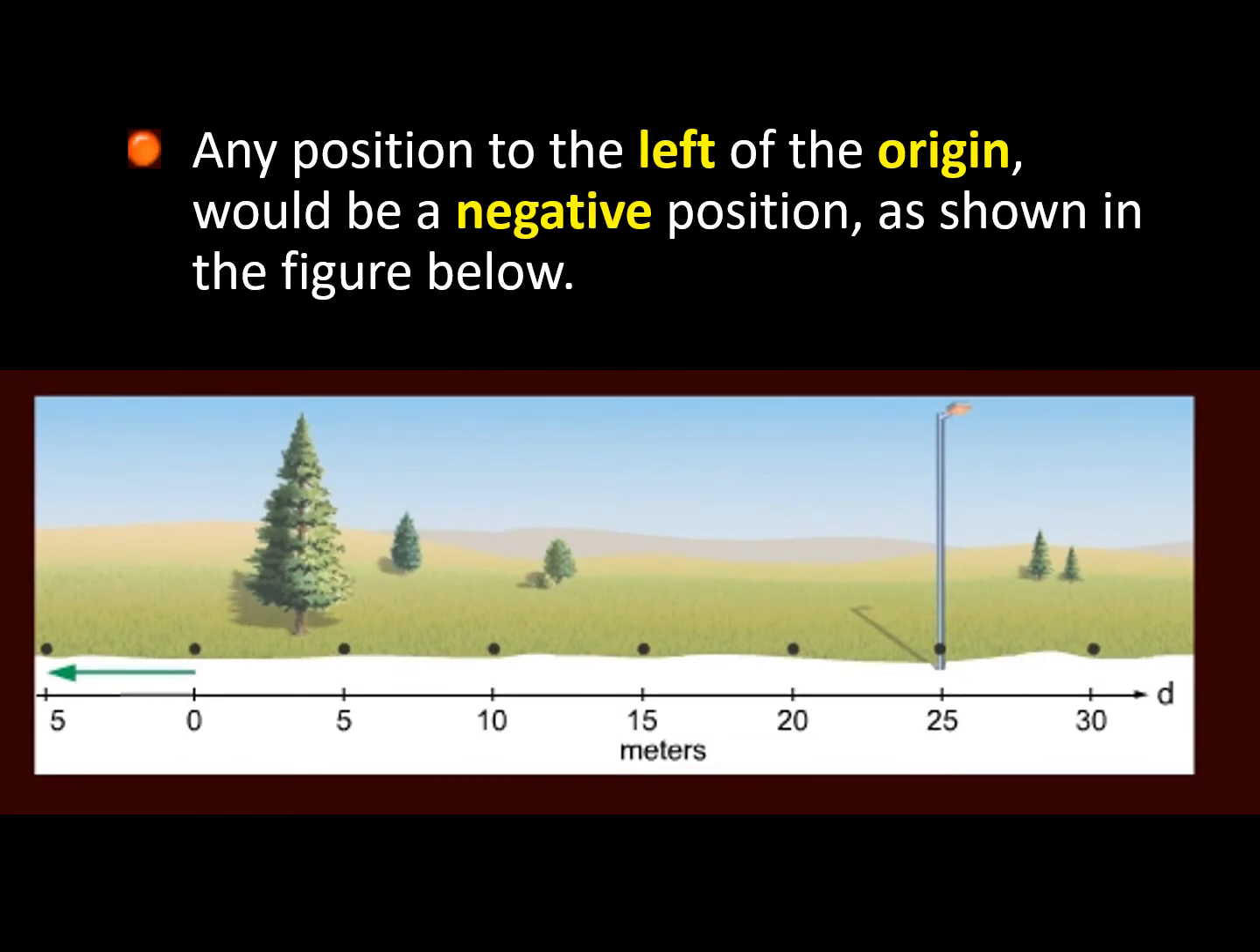So if an object were located to the left of where you started and the runner is moving to your right, well, that would be given a negative value. Just like on any graph, if you go past your 0, you begin to measure with the same scale into the negatives.